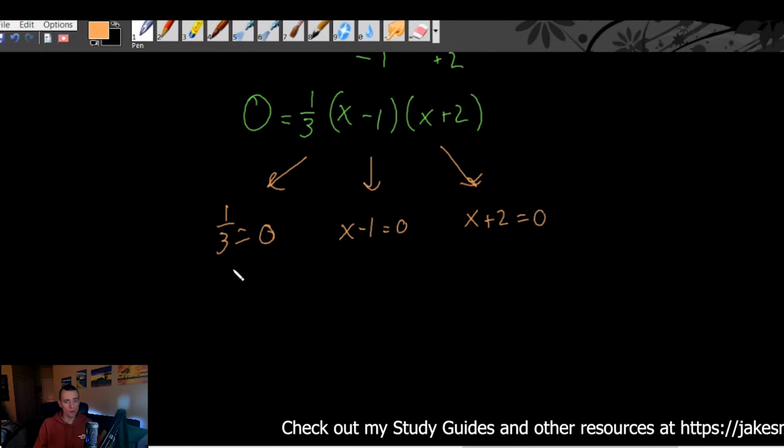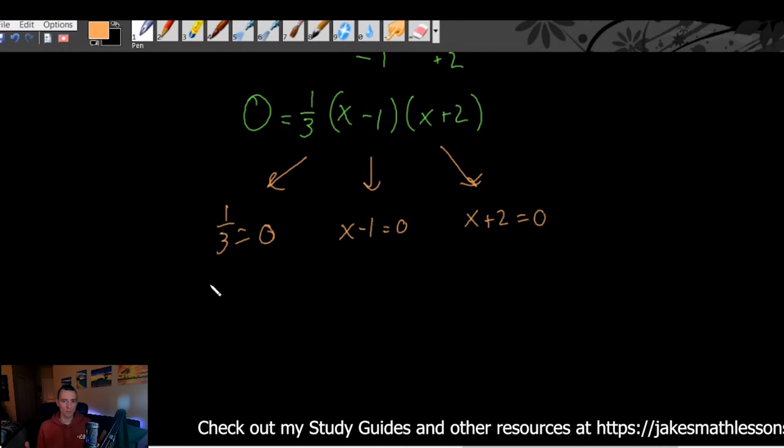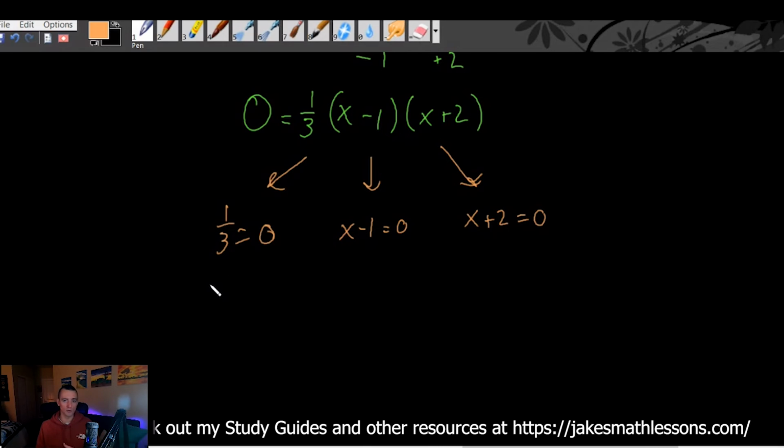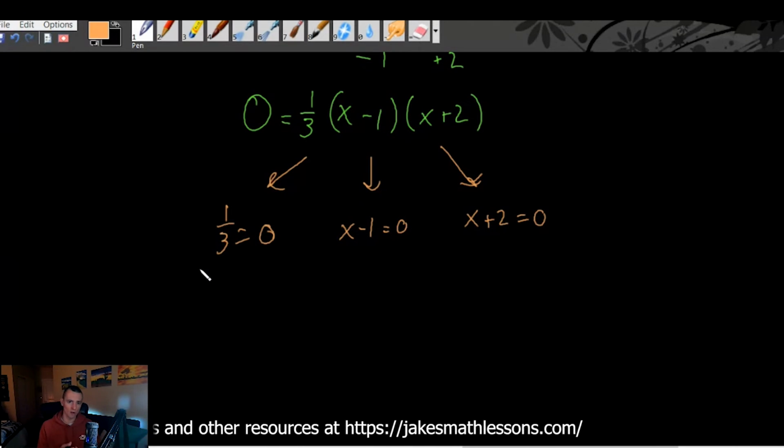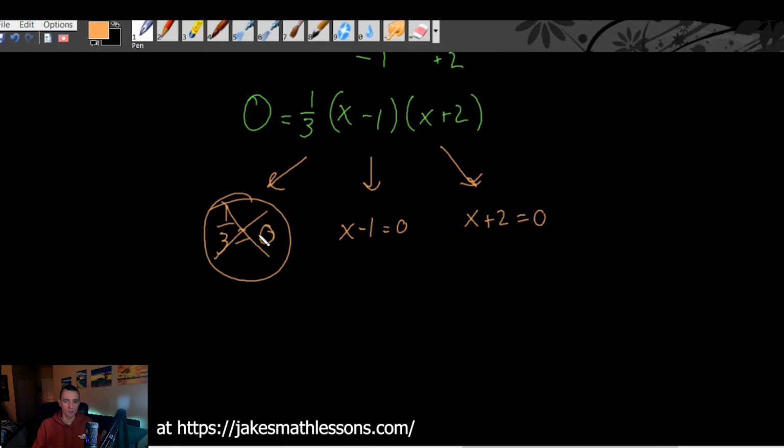So 1/3 equals 0, that never happens, right? 1/3 does not equal 0. There's no x's in here, so it's not dependent on whatever your x value is. There just simply is no solution to this equation. So that won't contribute anything useful for us. 1/3 does not equal 0 ever.